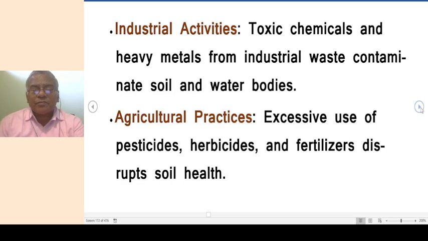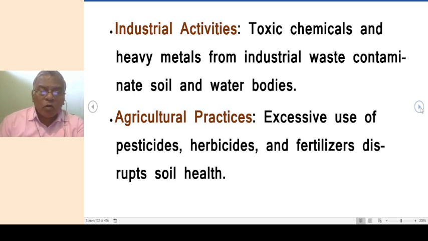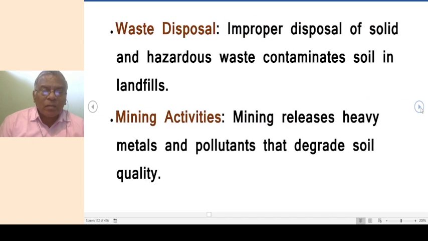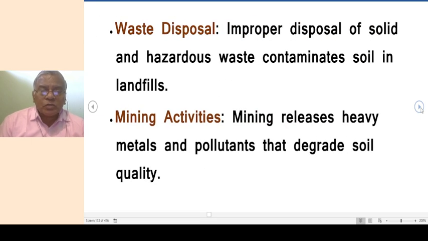Industrial activities. Toxic chemicals and heavy metals from industrial waste contaminate soil and water bodies. Then agricultural practices. Excessive use of pesticides, herbicides, and fertilizers disrupts soil health. Then waste disposal. Improper disposal of solid and hazardous waste contaminates soil in landfills.